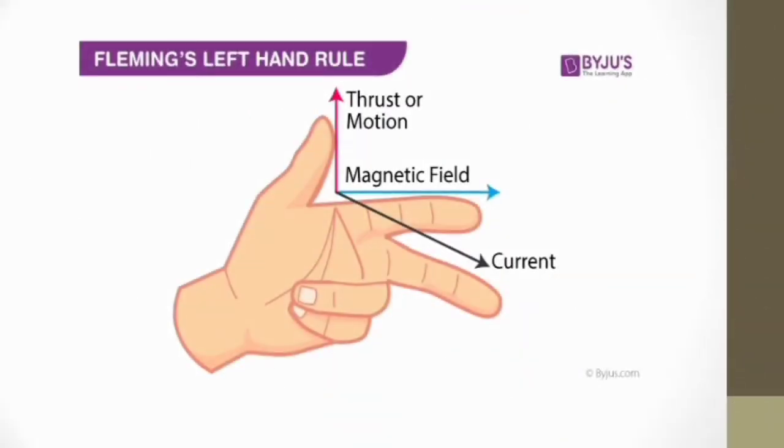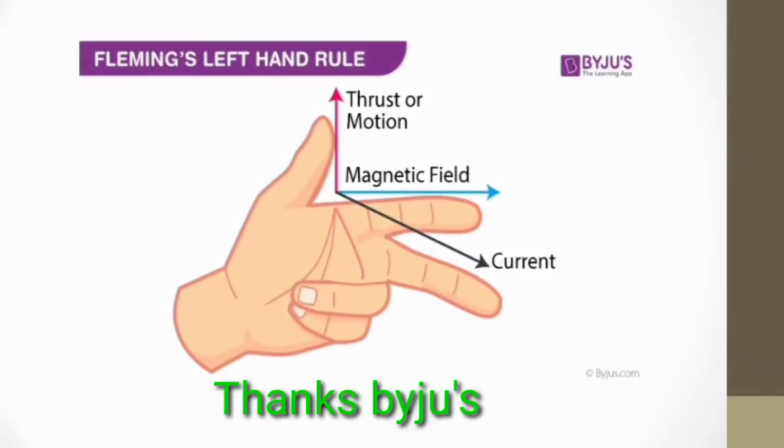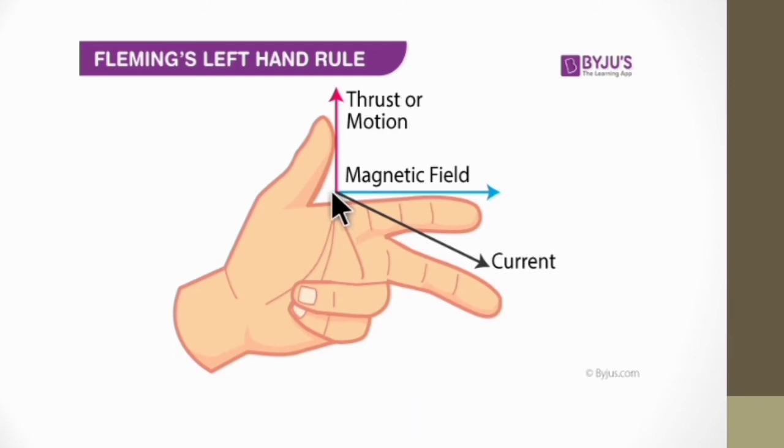Fleming left hand rule. According to this law, the left hand thumb, here is our left hand thumb, index finger and the middle finger are stretched so as to be perpendicular to each other. If the index finger is in the direction of the magnetic field and the middle finger points in the direction of the current, then the direction of the thumb is the direction of the force on the conductor.